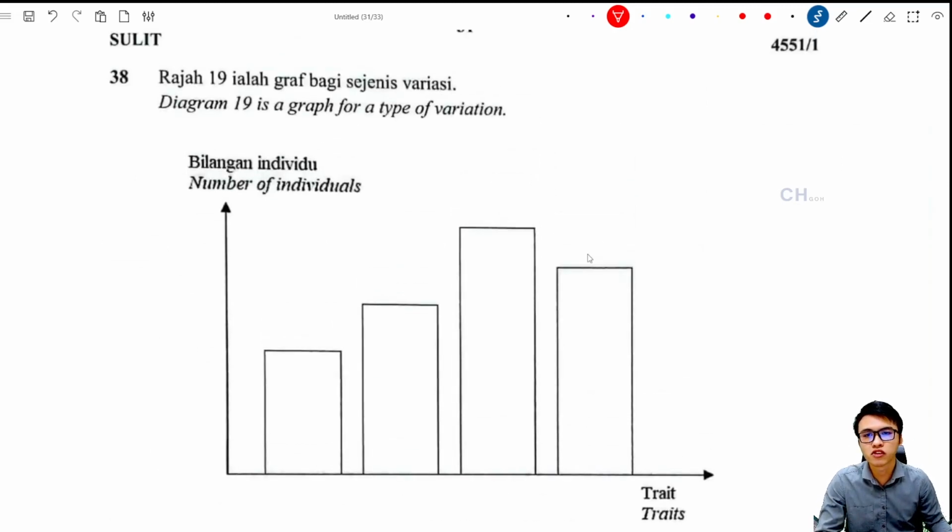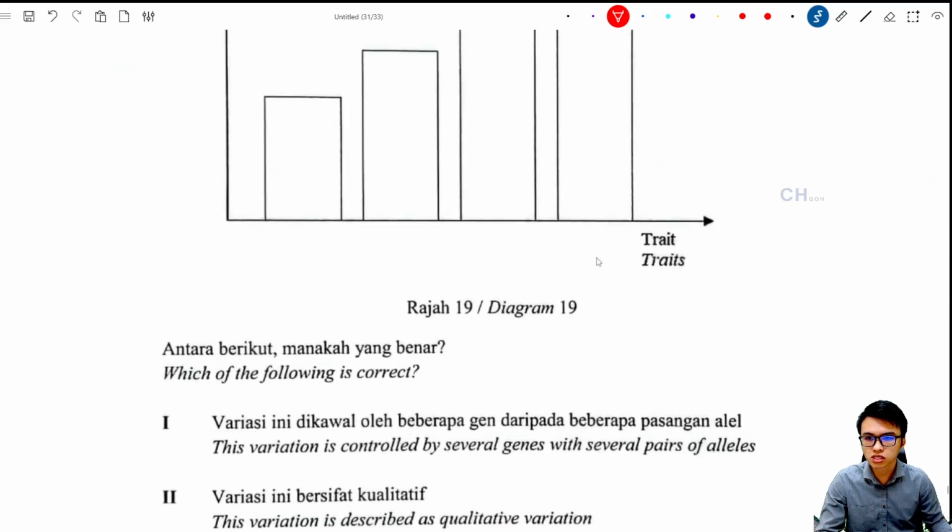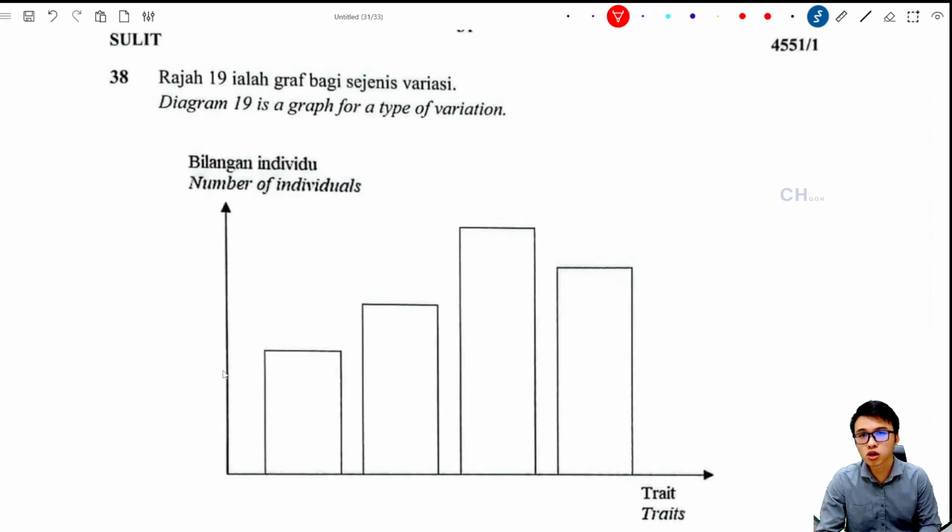Diagram 19 is a graph for types of variations. Although a lot of students say it looks like a bell curve, it's not. This one is a little bit taller than this one, but it should be the lowest one because this is the extreme case. Same goes to this one, it should be the lowest one as well. We can just look at the gap in between the bars. You see that there's a gap. When you see a gap, this is discontinuous variation.